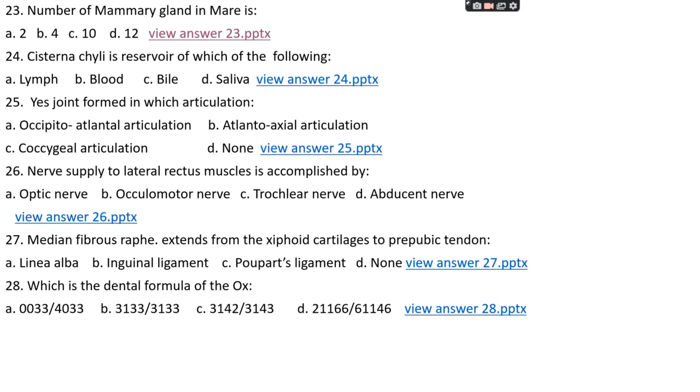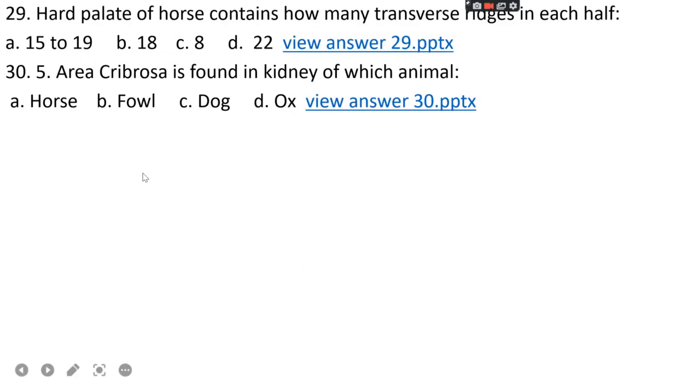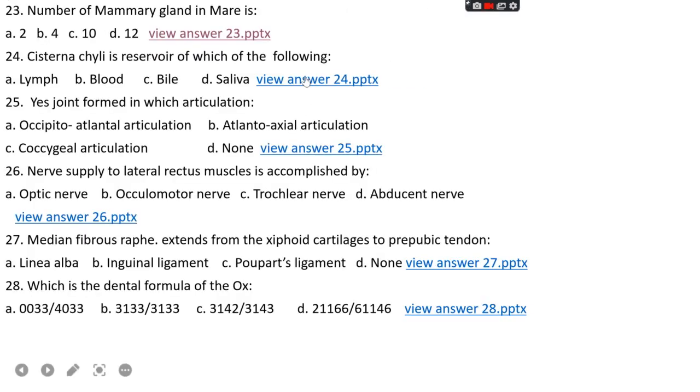Question number 24. Cisterna chyli is a reservoir of which of the following? Option A, lymph. Option B, blood. Option C, bile. Option D, saliva. The right answer is option A, that is lymph.